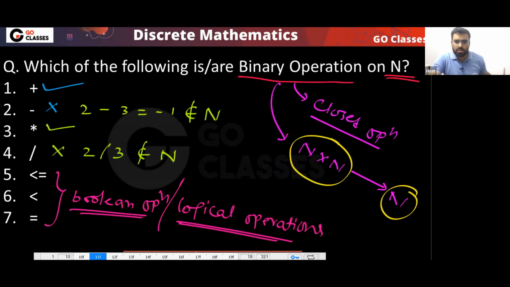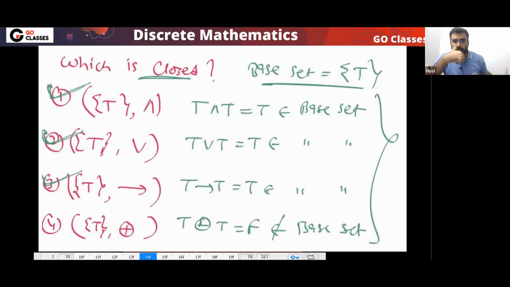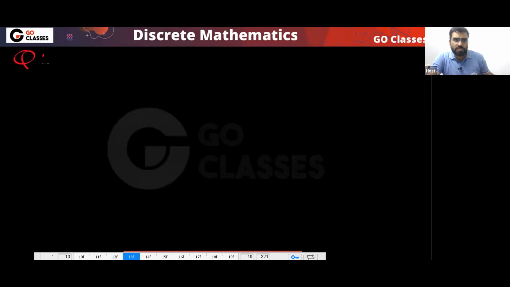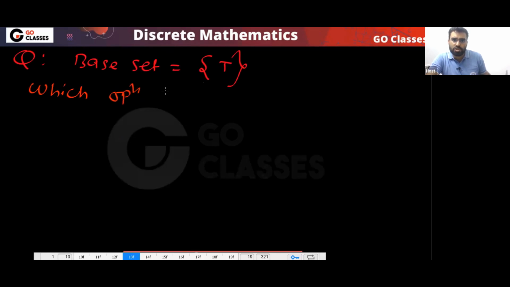Okay, so this is the idea. Now let's see this next question. Let's assume I'm giving you a base set. If this is your base set, then tell me which operation is a binary operation. Your base set is this, T means true. So which operation is a binary operation?